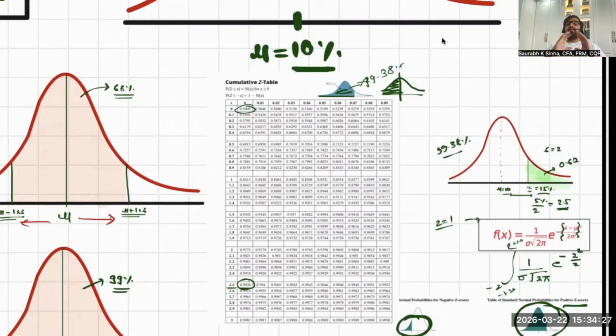If you haven't understood the concept of reading the Z table, the most important thing to remember is that for probability, for forecasting, what you need is the Z table, and the Z table has all the probability. With that, we'll end the session here.